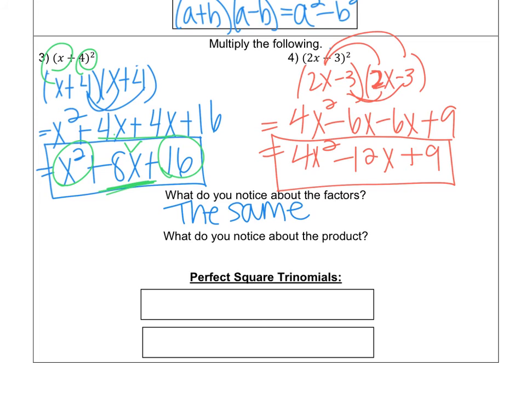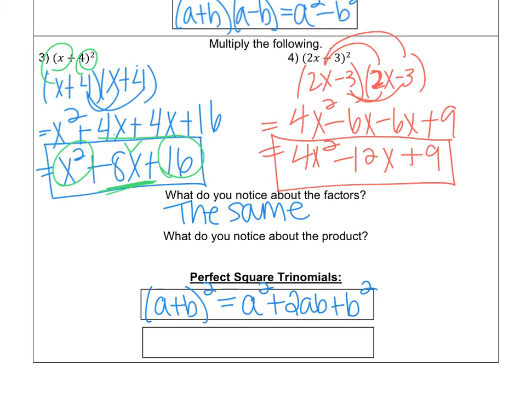Let's go ahead and write out what that rule is. Anytime you multiply a plus b and you square it, so you're multiplying it by itself, you're going to square the first term, so square the a. Then you're going to multiply the a and b together and double it, because there would be two of them. And then you're going to square the last term, which would be b.